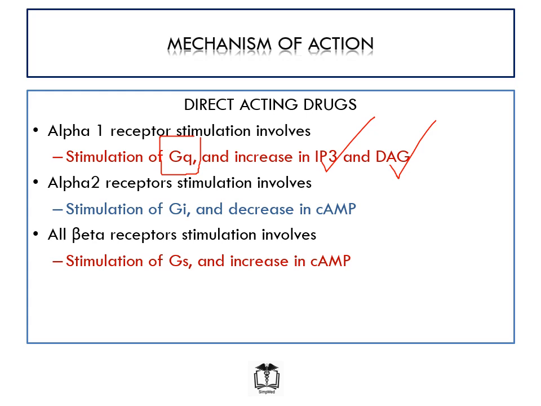For alpha 2 receptors tend to work with the G protein Gi, and this tends to reduce the secondary messenger cyclic AMP. Reduction in this secondary messenger will lead to the inactivation of the enzyme protein kinase A. And finally, all beta receptors make use of the similar G protein Gs. Gs tends to activate adenylyl cyclase that would increase the secondary messenger cyclic AMP. Increase in cyclic AMP will lead to the activation of the enzyme protein kinase A, and this is how the beta receptors tend to perform their actions.